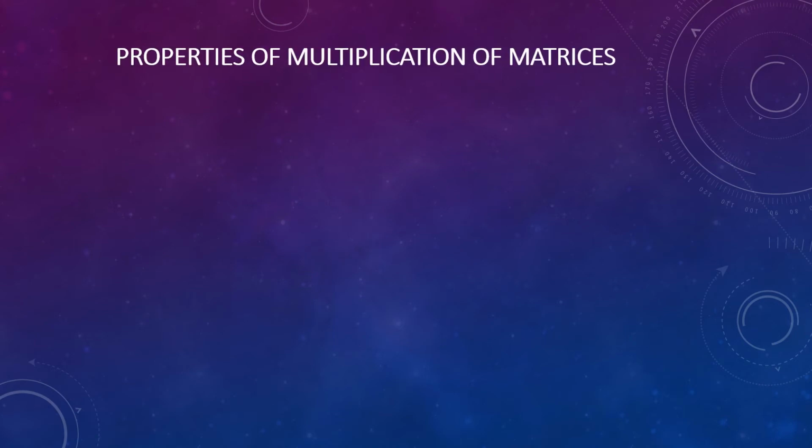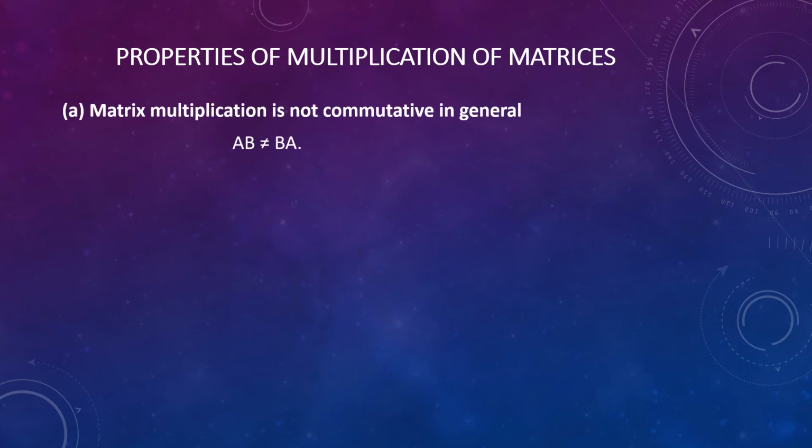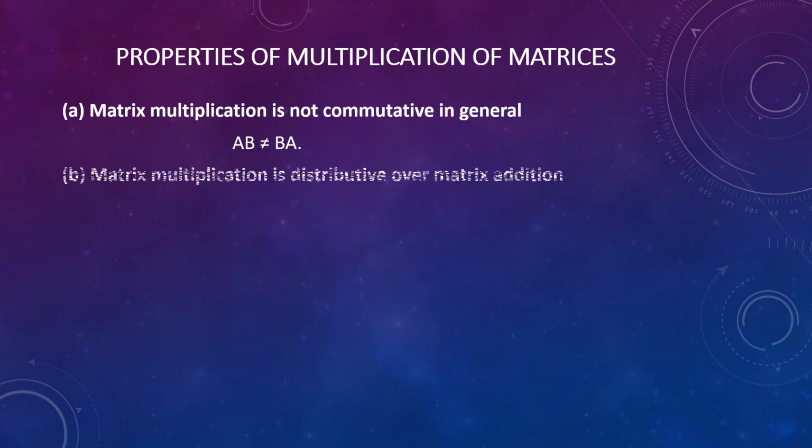Next we are going to see properties of multiplication of matrices. First one is matrix multiplication is not commutative in general. Already we know commutative means comparison of two sets. That is, here AB is not equal to BA for any matrices.